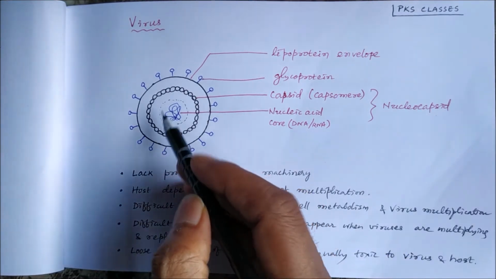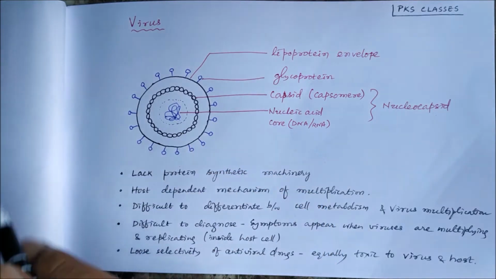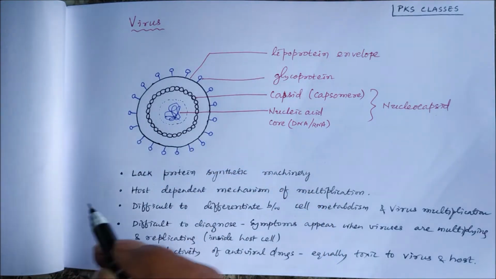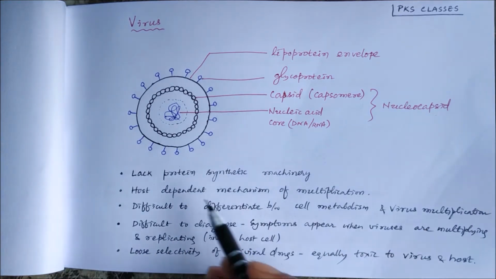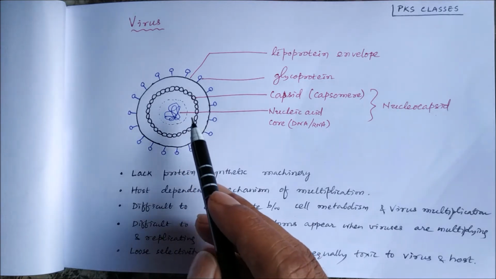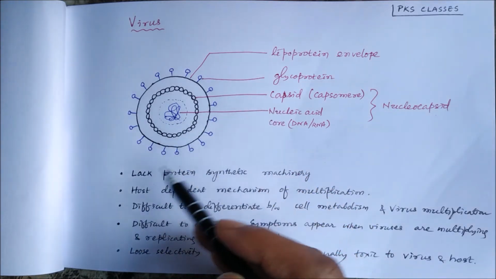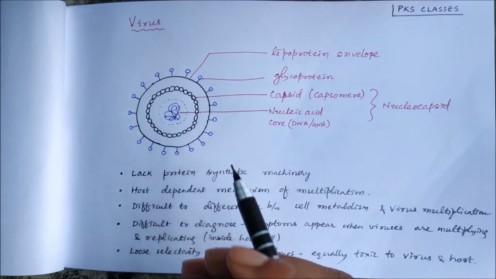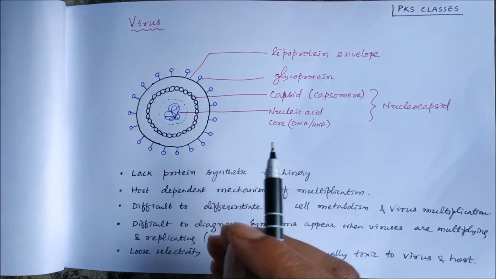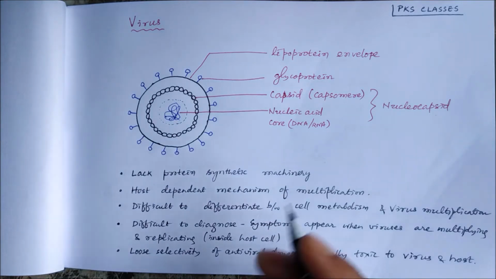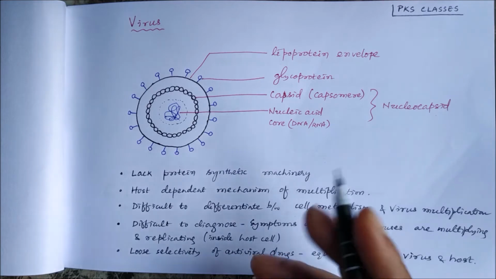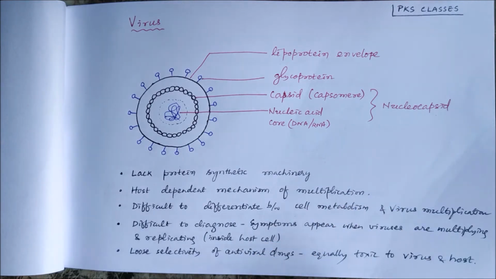and since it depends on a host cell, this virus enters a host cell, so we cannot differentiate between the cell metabolism and the virus multiplication. So these are the challenges for treatment of virus. Then once the virus multiplies inside a host cell, the host cell bursts and the virus is released, and only after the release, when they infect fresh cells, do the symptoms appear.